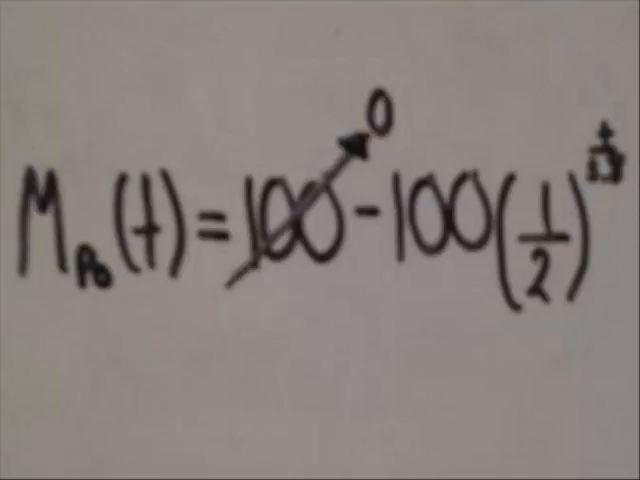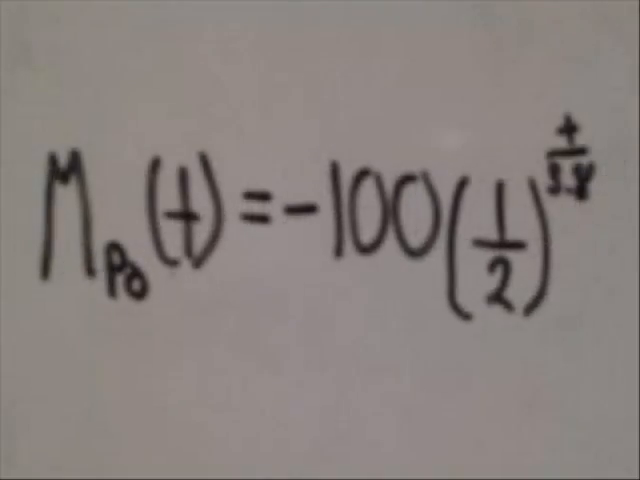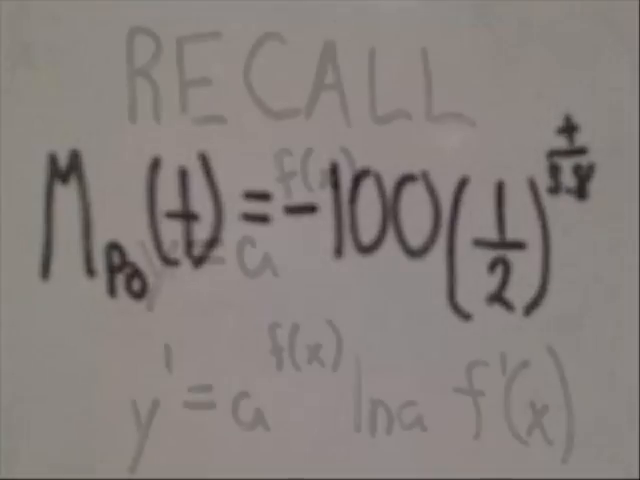Now we can start applying the derivative rules. We'll start with the easiest number, which is 100. The derivative of any constant is automatically 0. So our new equation is now negative 100 times (1/2)^(t/3.8).